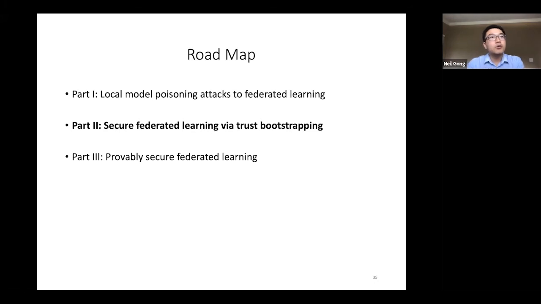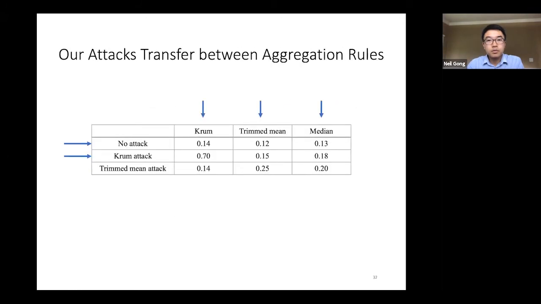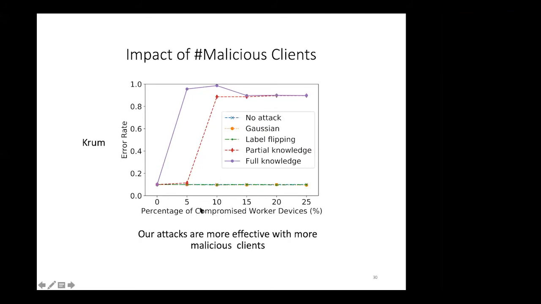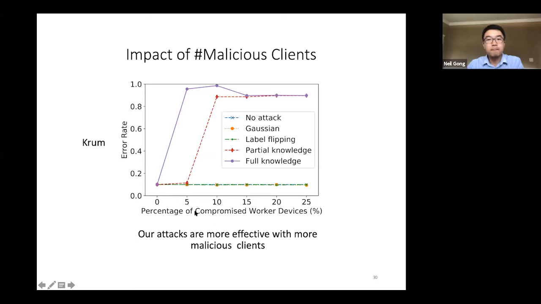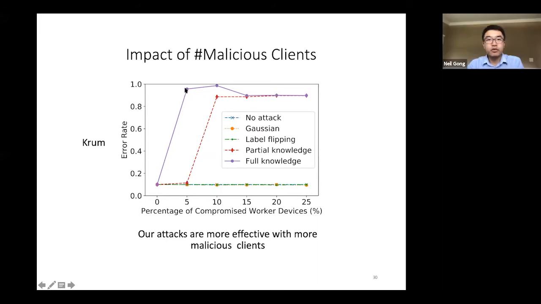I think this question depends on the data set and the specific federated learning setting. Yeah, probably we can go back to some slide here. Okay, there we go. The x-axis is the fraction of malicious clients. So anything over 5%. But this is for the full knowledge attack. If we look at the partial knowledge attack, it's around 10%.